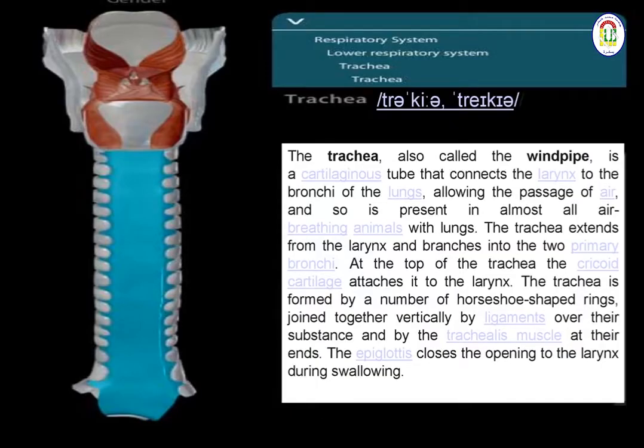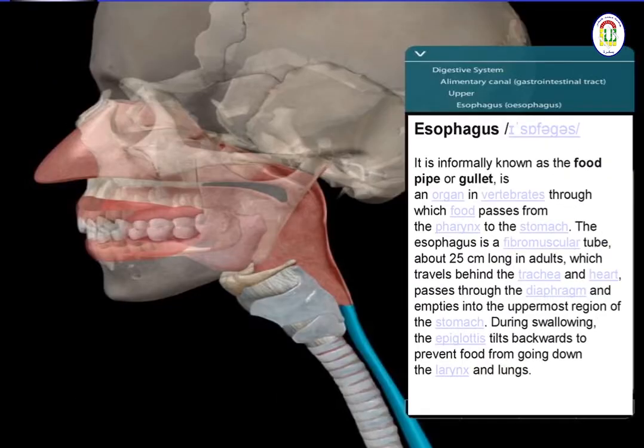The trachea, also called the windpipe, is the cartilaginous tube that connects the larynx to the bronchi of the lung, allowing the passage of air, and so is present in almost all air-breathing animals with lungs. The trachea extends from the larynx and branches into two primary bronchi. At the top of the trachea, the cricoid cartilage attaches it to the larynx. The trachea is formed by a number of horseshoe-shaped rings, joined together vertically by ligaments and by the trachealis muscle at their ends. The epiglottis closes the larynx during swallowing.